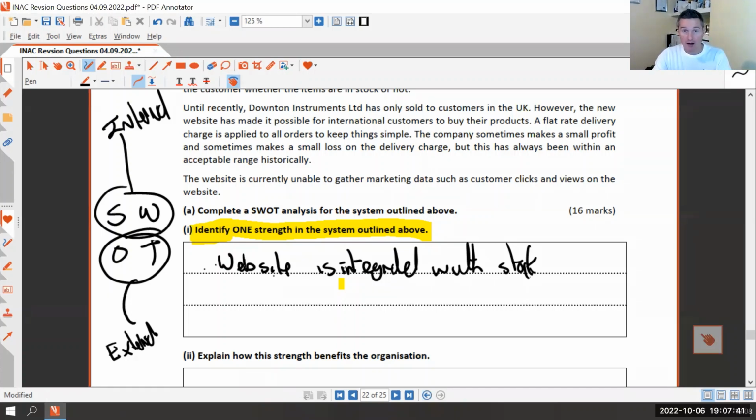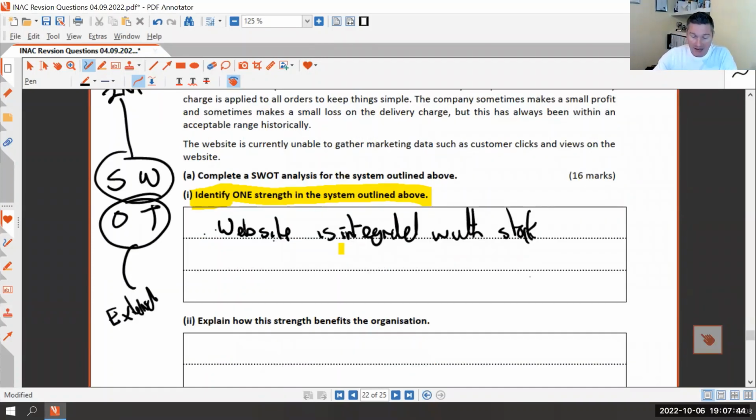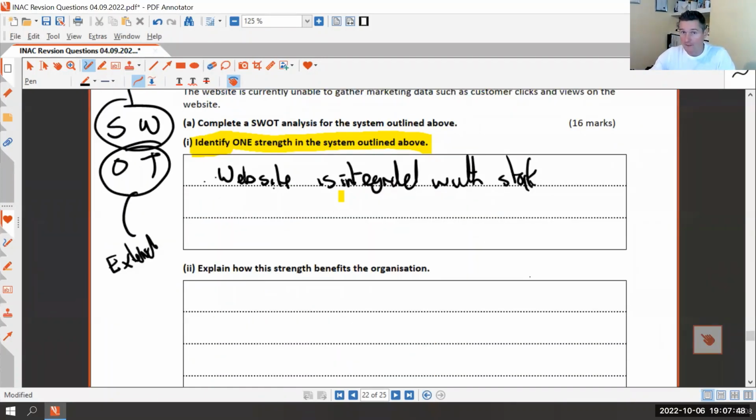We've identified a strength. The next bit is explain how the strength benefits the organization. Now, you have to be careful here. Obviously, it's explain, so we want a bit more than just identify. But the other thing we need to be careful with is that what we're looking for is the benefit for the organization. We want to take it to the point at which the organization benefits. If we were to say something along the lines of, this makes it really handy for customers, it does, but you've not gone to the full nth degree. You need to say, what is the benefit for the company?